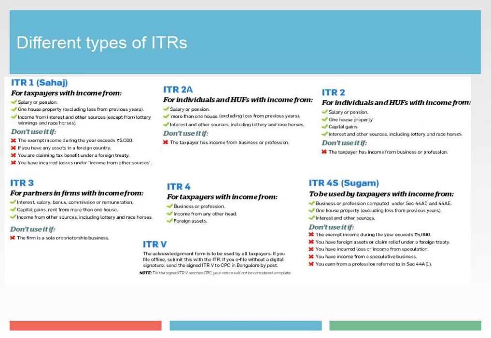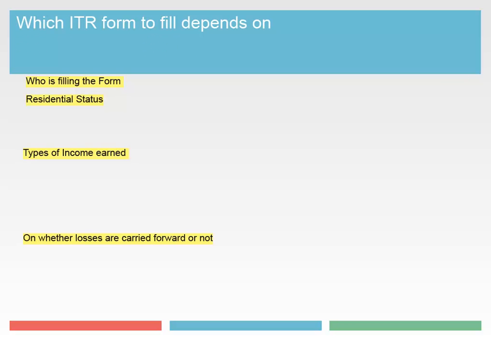Let's refresh ITRs. There are different types of ITRs such as ITR1, ITR2, ITR2S, etc. Which ITR form to fill depends on who is filling the form, whether ITR is being filled by an individual or Hindu undivided family or firm, etc.